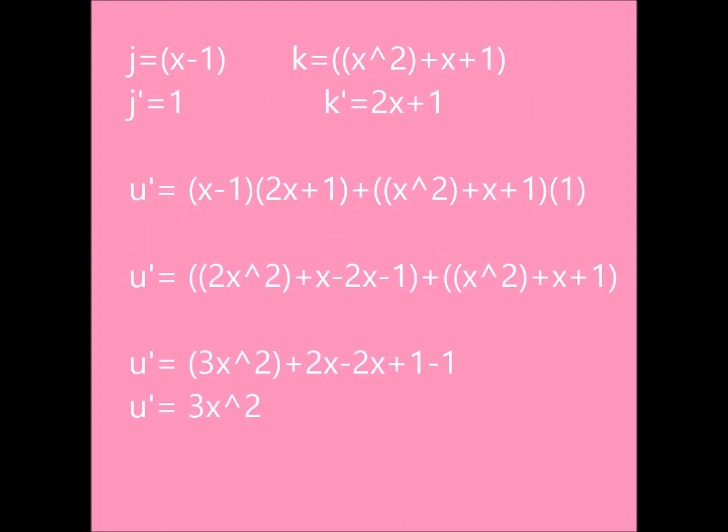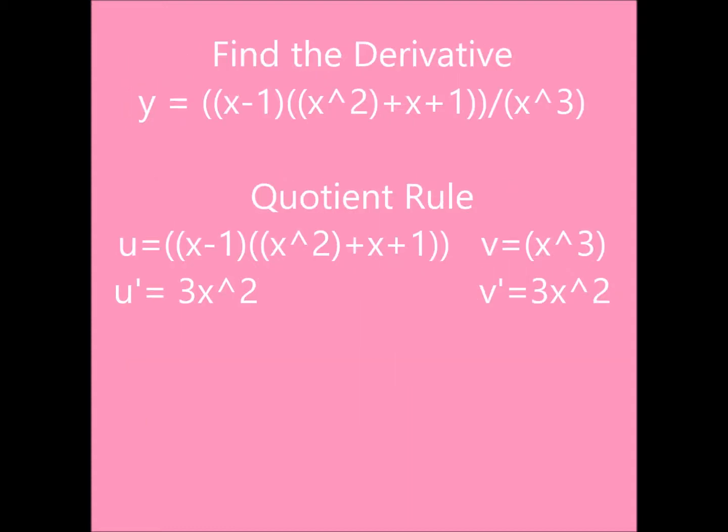Then you plug it into the product rule formula and get x minus 1 times 2x plus 1 plus x squared plus x plus 1 times 1. This can be reduced, so we know that the value of u prime is equal to 3x squared. Now that you know the value of u prime, you can go back to the quotient rule portion of the problem and continue solving it.